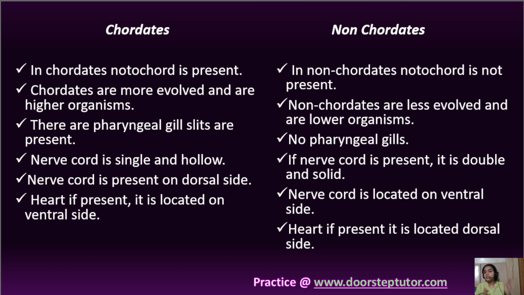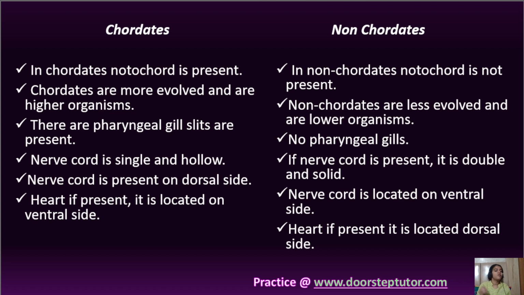Now let's understand the difference between the dorsal side and the ventral side. For the dorsal side, you can imagine a dog. If a dog is standing, then the side which is facing towards the sky is the dorsal side. The side which has the backbone is the dorsal side, while the side which is facing towards the ground or earth is known as the ventral side. So in chordates, the nerve cord is present on the dorsal side, while in non-chordates, the nerve cord is located on the ventral side.